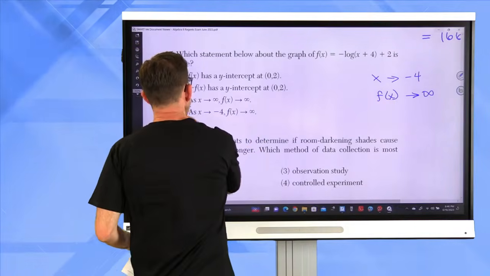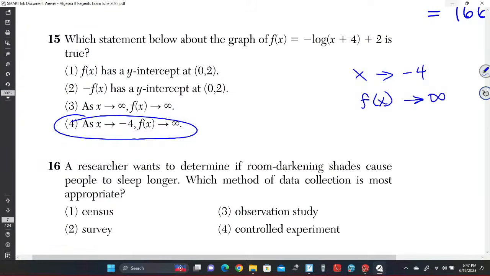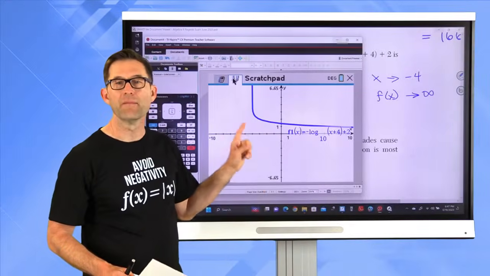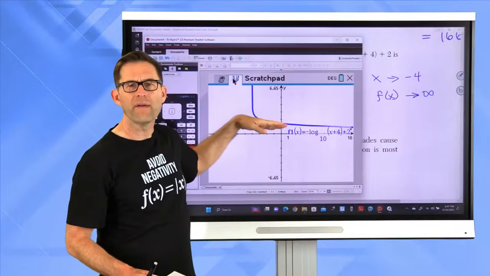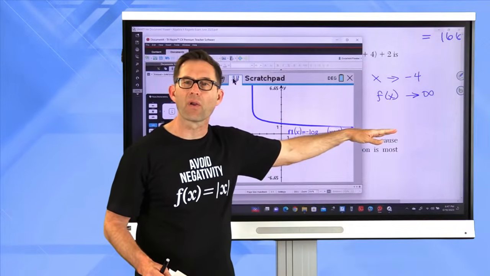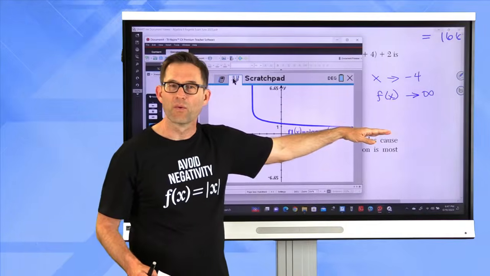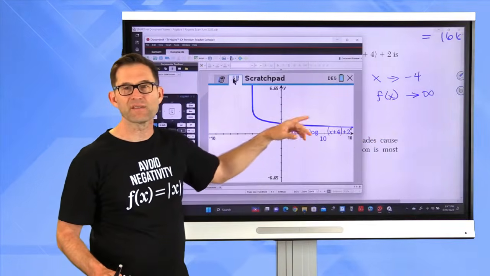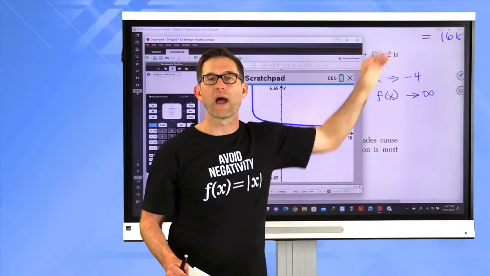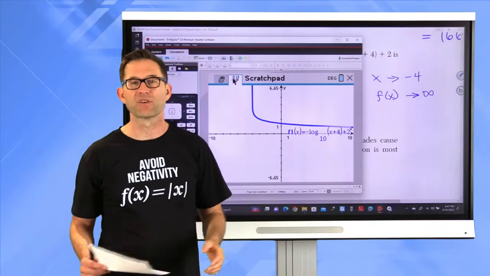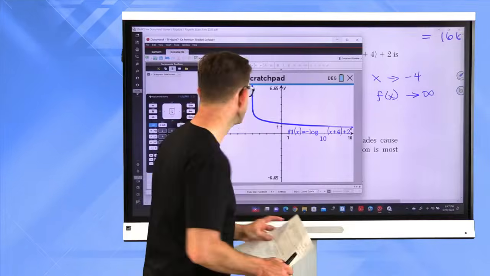By the way, if you look at choice 3, as x approaches infinity, f of x approaches infinity. Well, that is definitely not right, because as x approaches infinity, which is way out here, the y value is actually getting smaller and smaller. If as x approaches infinity, f of x approaches infinity, we would expect this graph to be going up as x goes to the right, and that didn't happen.